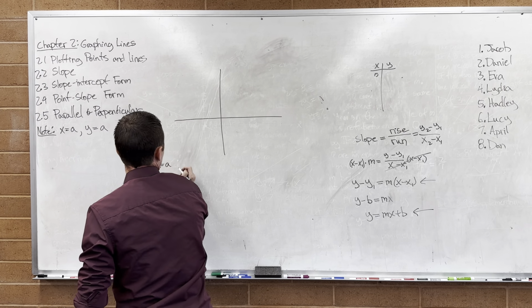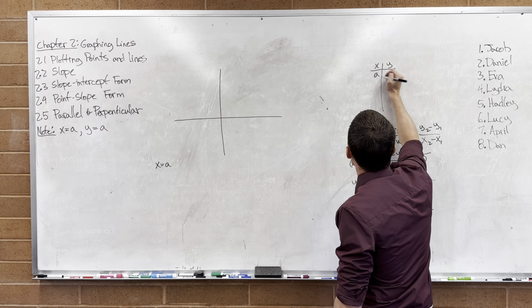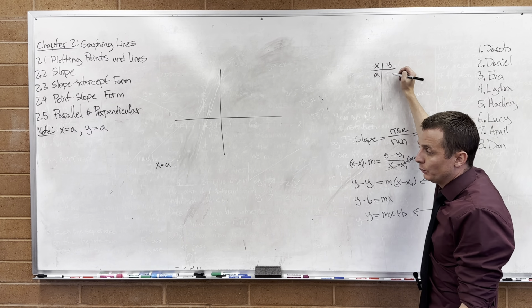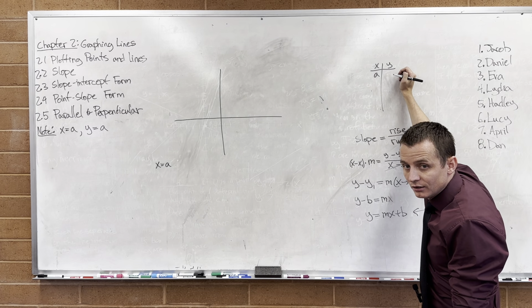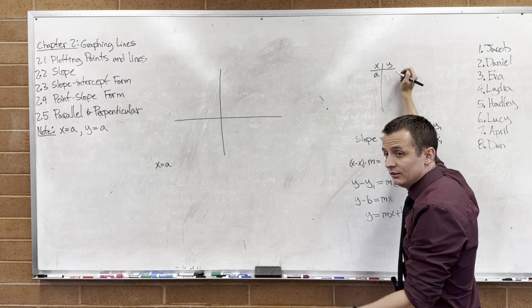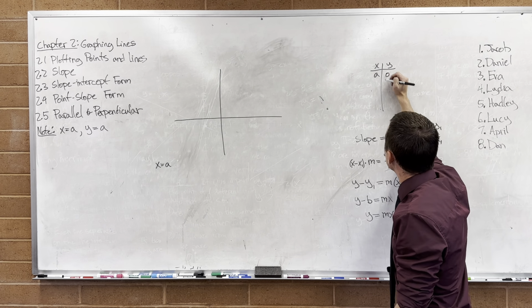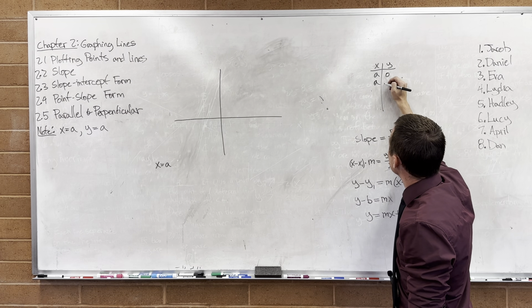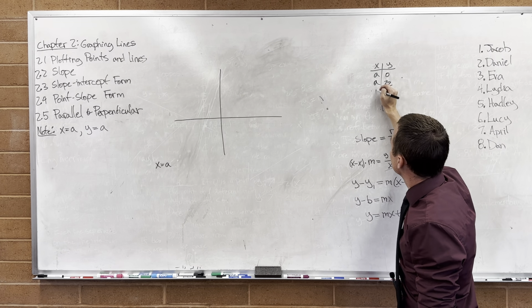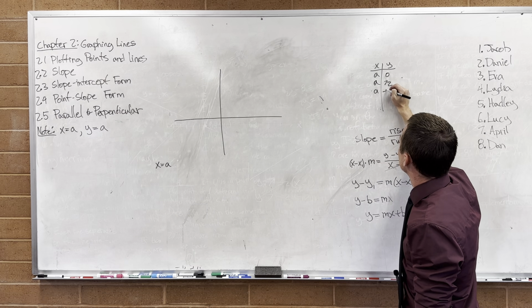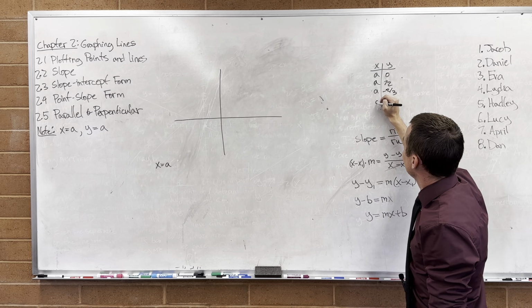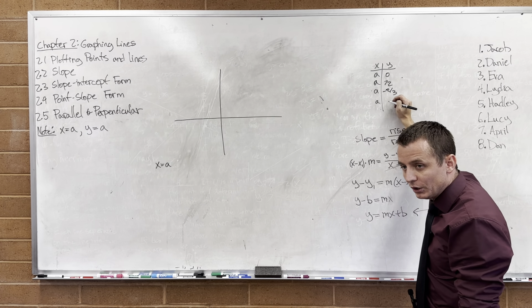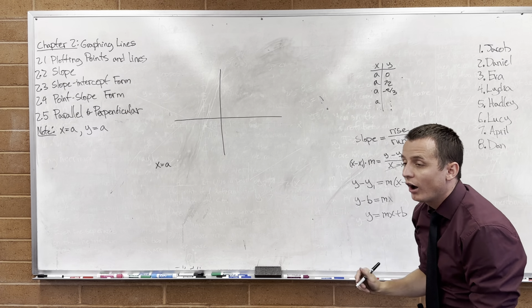So if x equals a, the only value I can plug in for x is a, right? Yeah. So if x is a, can y be 0? Yes, y can be 0. If x is a, y can be 72. If x is a, y can be -2/3. If x is a, y can be any number you want. What are all those points?